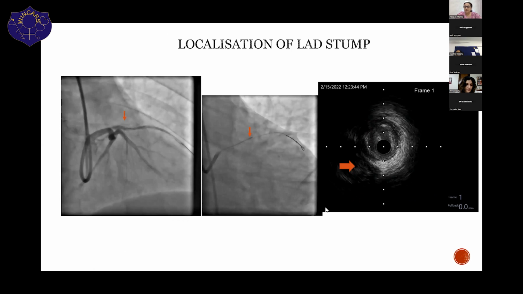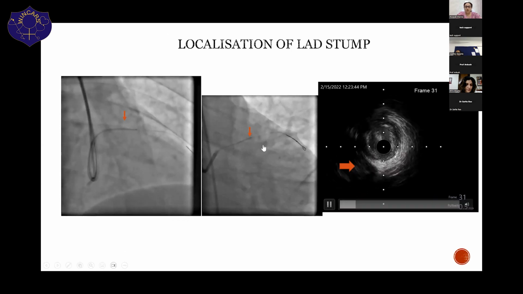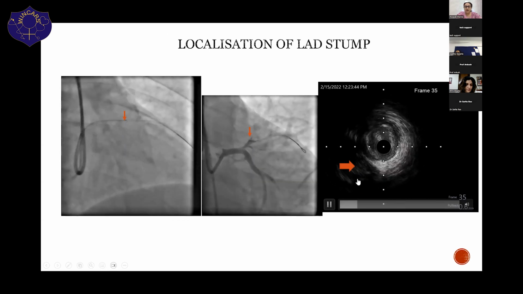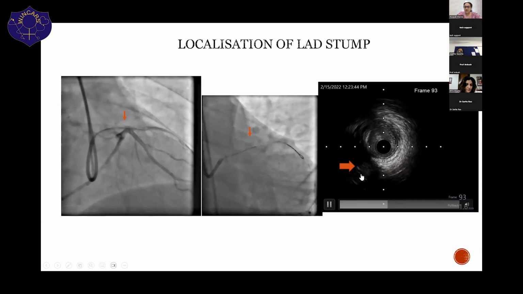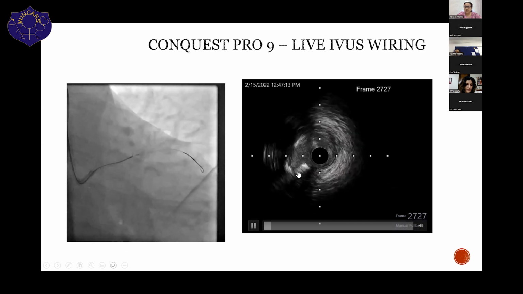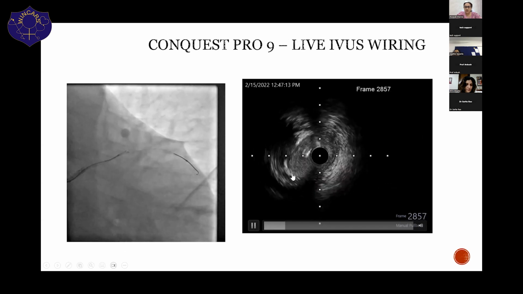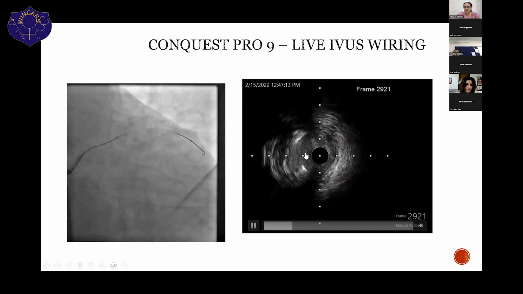So we localized the stump. We took a Fine Cross microcatheter and placed it. This was the stump, at the 6 to 7 o'clock position, and this was the wire. I wanted to puncture this stump so that my wire goes into the intimal part and doesn't go subintimal. So you can clearly see my wire tip.